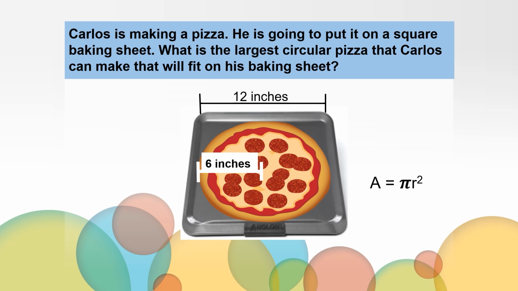Now that we know that the radius is 6 inches, we have enough information to figure out the area of Carlos's pizza. All we have to do is substitute the value of the radius from Carlos's pizza into the formula. Go ahead and take a moment to find the area of Carlos's pizza. Feel free to use your calculator to find the area if you have one. If not, think about how mathematicians might use estimation to help find the area.